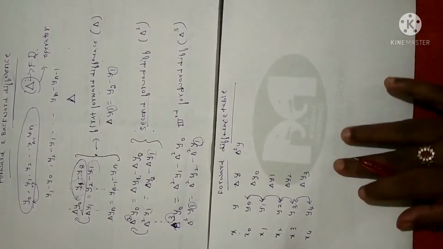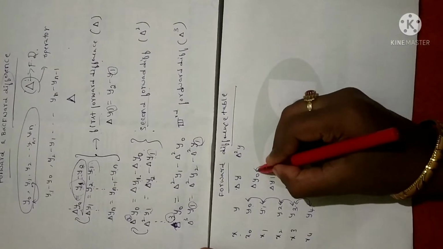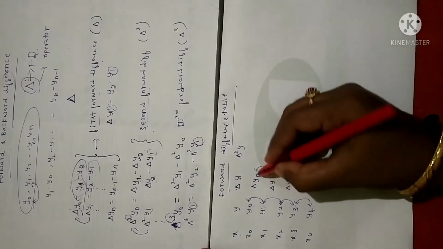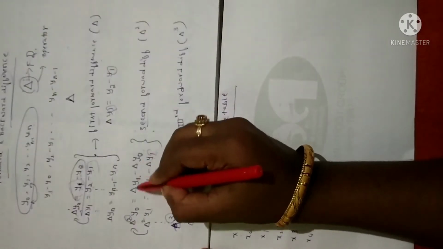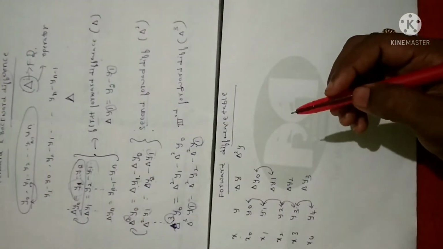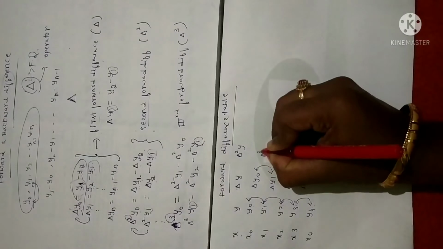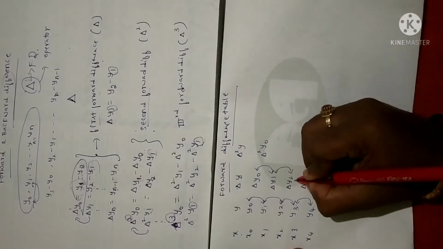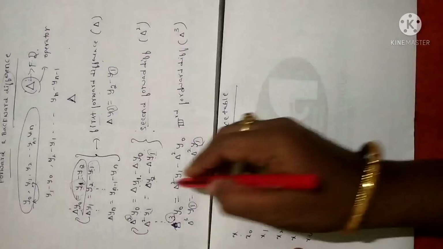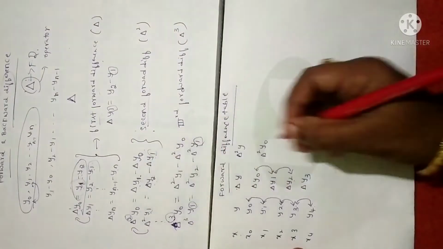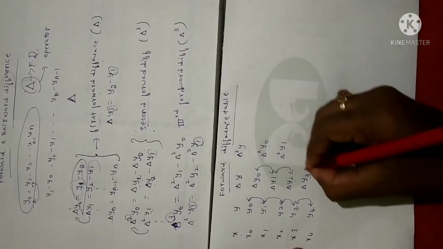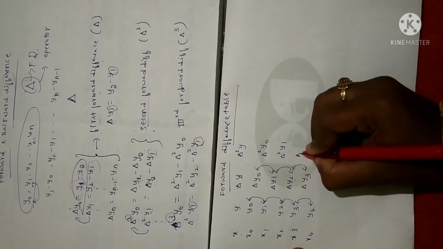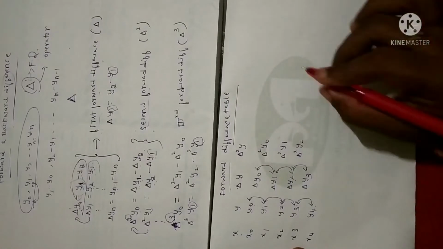It is represented by delta square y. So when you take the forward difference, delta y1 minus delta y0 is delta square y0. So I can write this as delta square y0. Similarly, you have to take the difference of these two, that is delta y2 minus delta y1, which is delta square y1. Now let me take the difference of these two, so that you will get delta y3 minus delta y2, which is delta square y2. The smallest suffix you have to retain.